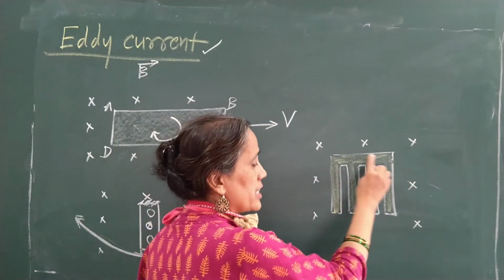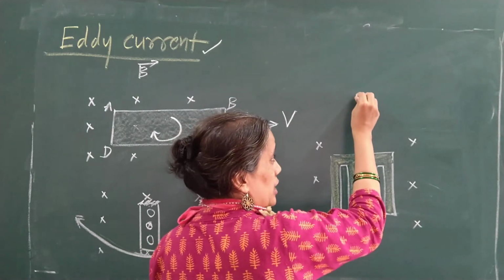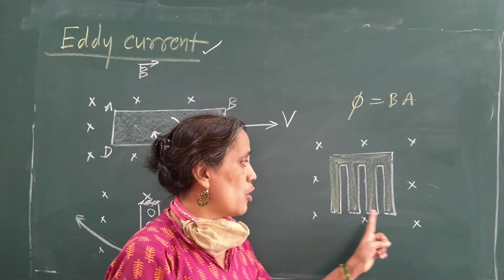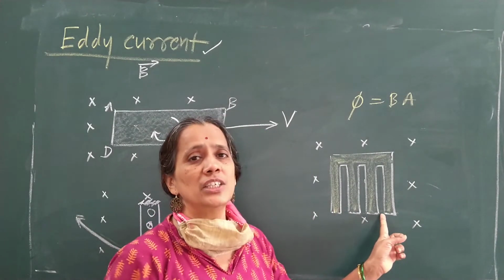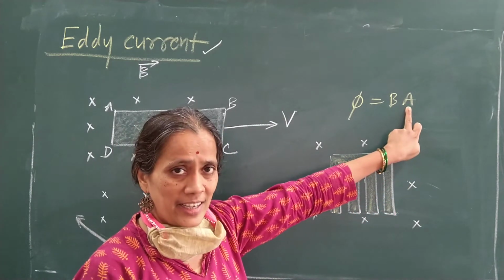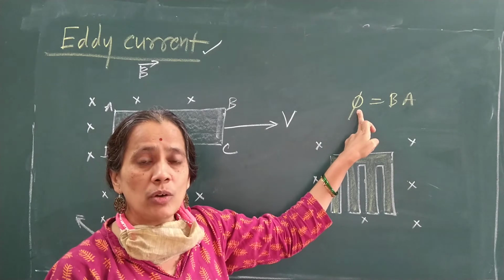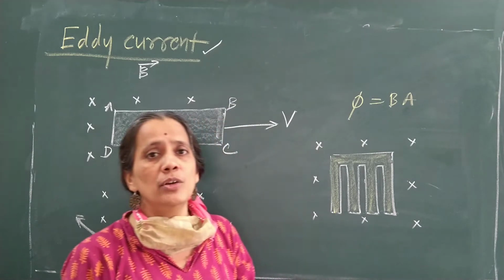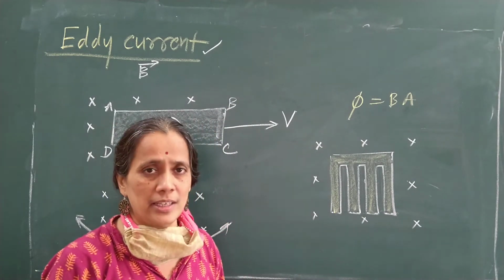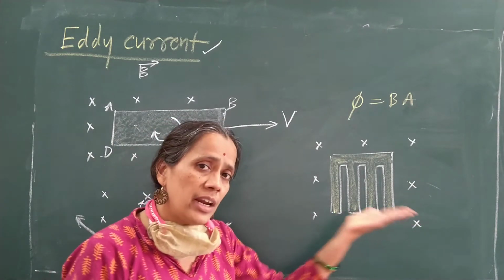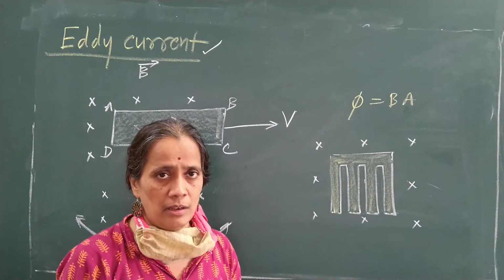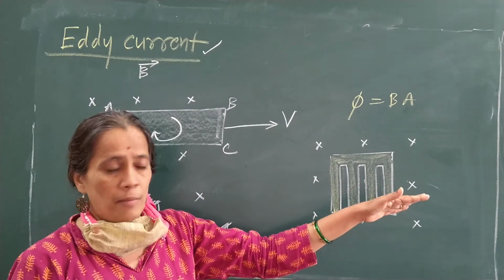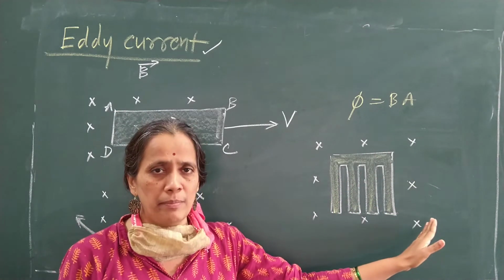The change in magnetic flux depends on area, because your definition of phi is what? Phi is equal to B into A. Here, due to slots, the area through which there is a change in magnetic flux goes on decreasing. Area decreases means magnetic flux change goes on decreasing. Magnetic flux change decreases means the induced current magnitude will also go on decreasing. And in that manner we can reduce the effect of eddy current. So in industrial purposes, whenever we are using eddy current but want to avoid the extra heating of that metallic plate, we use this.